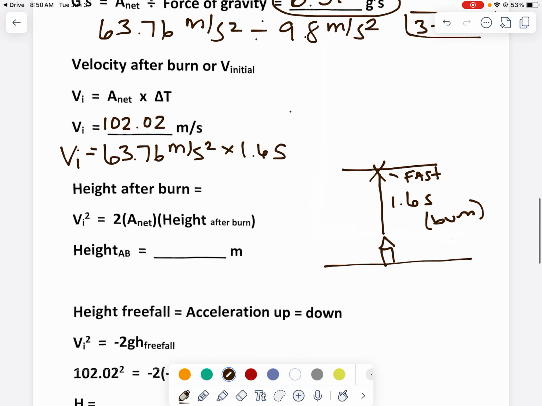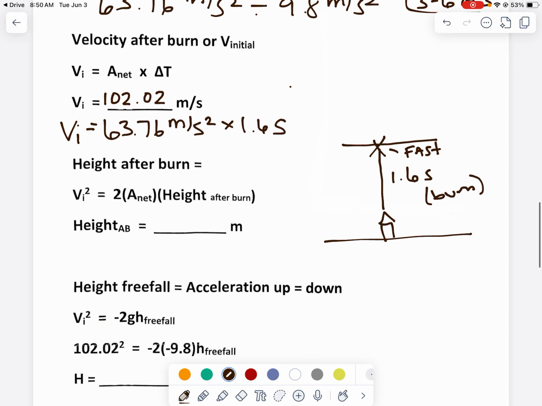And now we need to figure out the height at that point. Because we have the speed, we need to figure out the height. Here's our equation for velocity initial, but we're actually going to switch that around a little bit so we can solve for the height after burn. So if we divide by this, we can get the height after burn by itself.